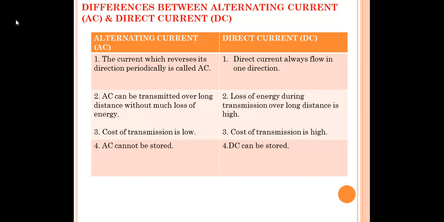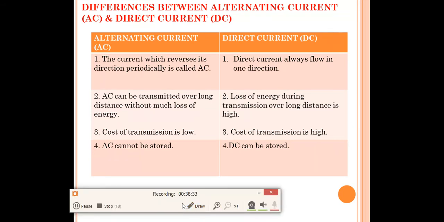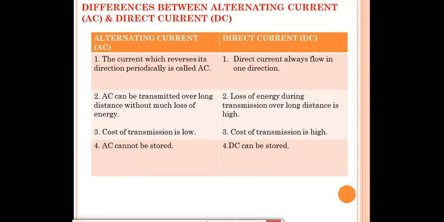Now we'll read about the differences between alternating current and direct current. Alternating current is written with the short form AC and direct current with the short form DC. The current which reverses its direction periodically, meaning after some period of time, is called alternating current. Direct current always flows in one direction only.